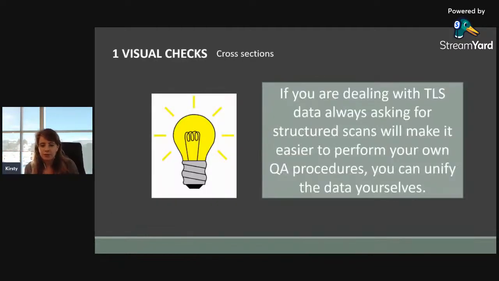So if you're dealing with terrestrial laser scanning data, asking for structural scans is probably quite a good check that you can do. It makes it easier to do a lot of your quality assurance procedures, but that data will be very heavy. So if you can handle it, then I definitely recommend doing that, and you can always unify the data yourselves.